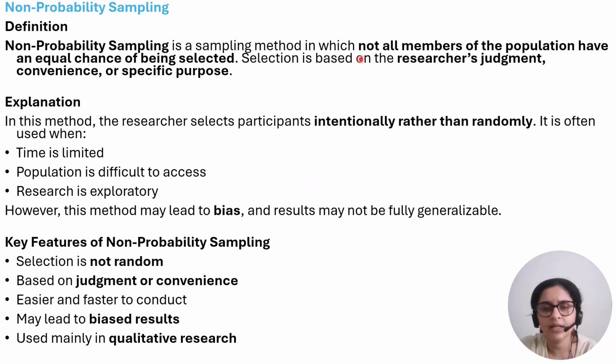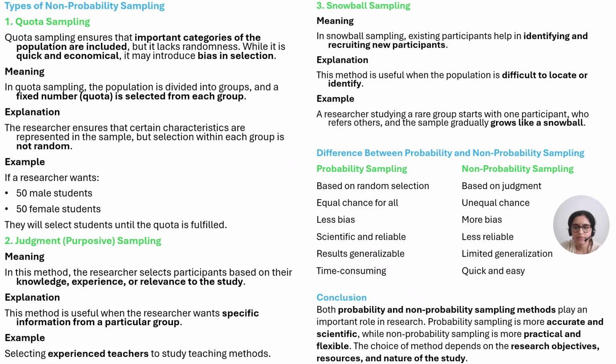Now, non-probability sampling is a method in which not all members of the population have an equal chance of being selected. So the selection is based on the researcher's judgment, convenience, and specific purpose. The researcher himself will select the samples. The researcher will select the participants intentionally rather than randomly. It will lead to bias, and the results cannot be generalized. Key features: the selection is not random, it is based on judgment and convenience. It is easier and faster to conduct. It leads to biased results, and it is mainly used in qualitative research.